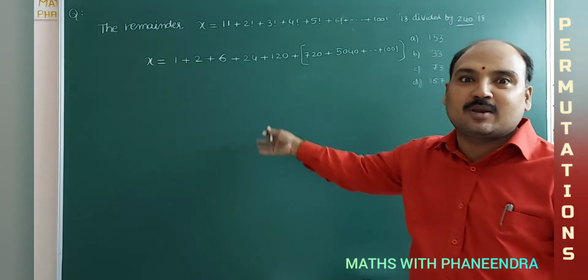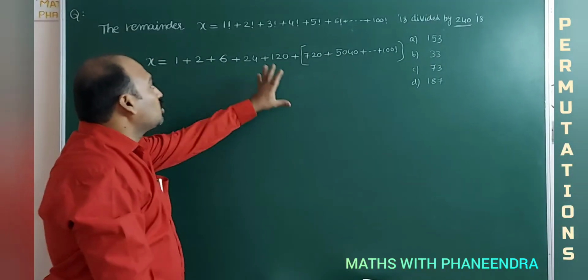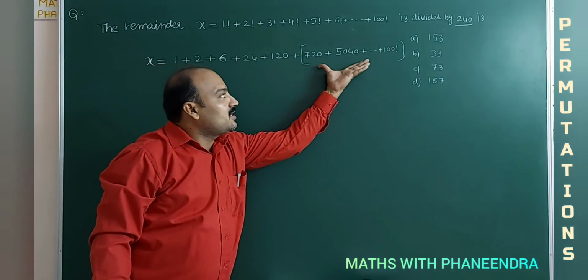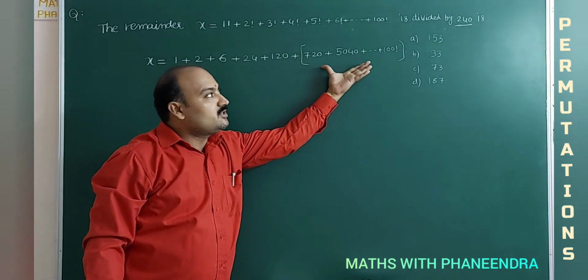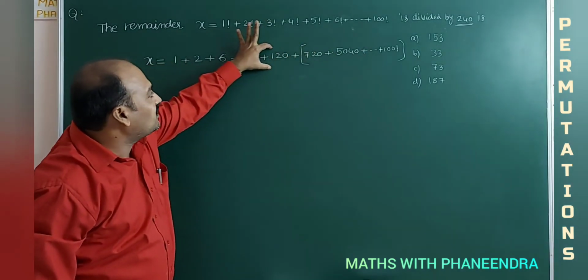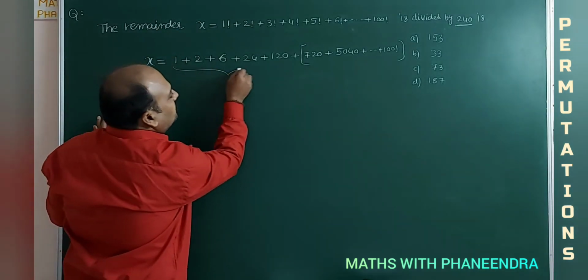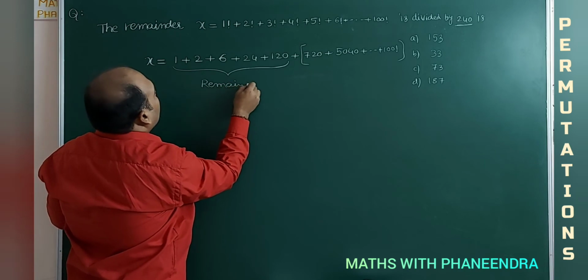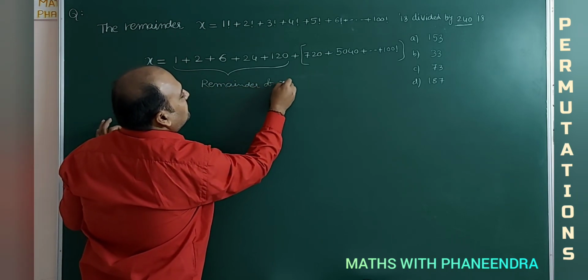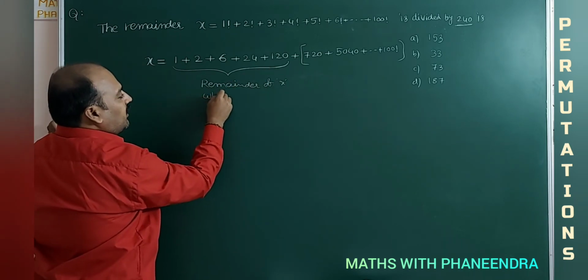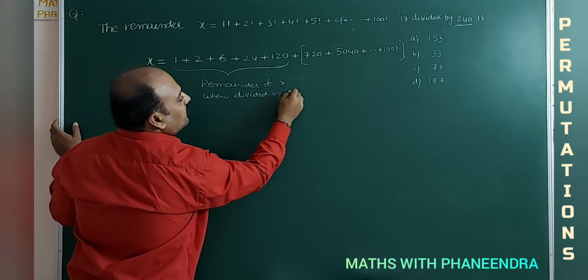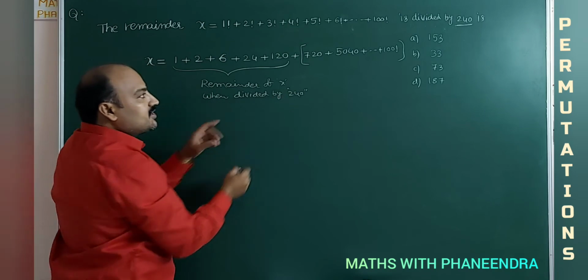This is also the rest of the remainder. So total x is equal to the sum of these numbers. The sum of these numbers divisible by 240 means the rest of the terms is the remainder. This is the remainder of x when it is divided by 240. Why are we taking from here only?